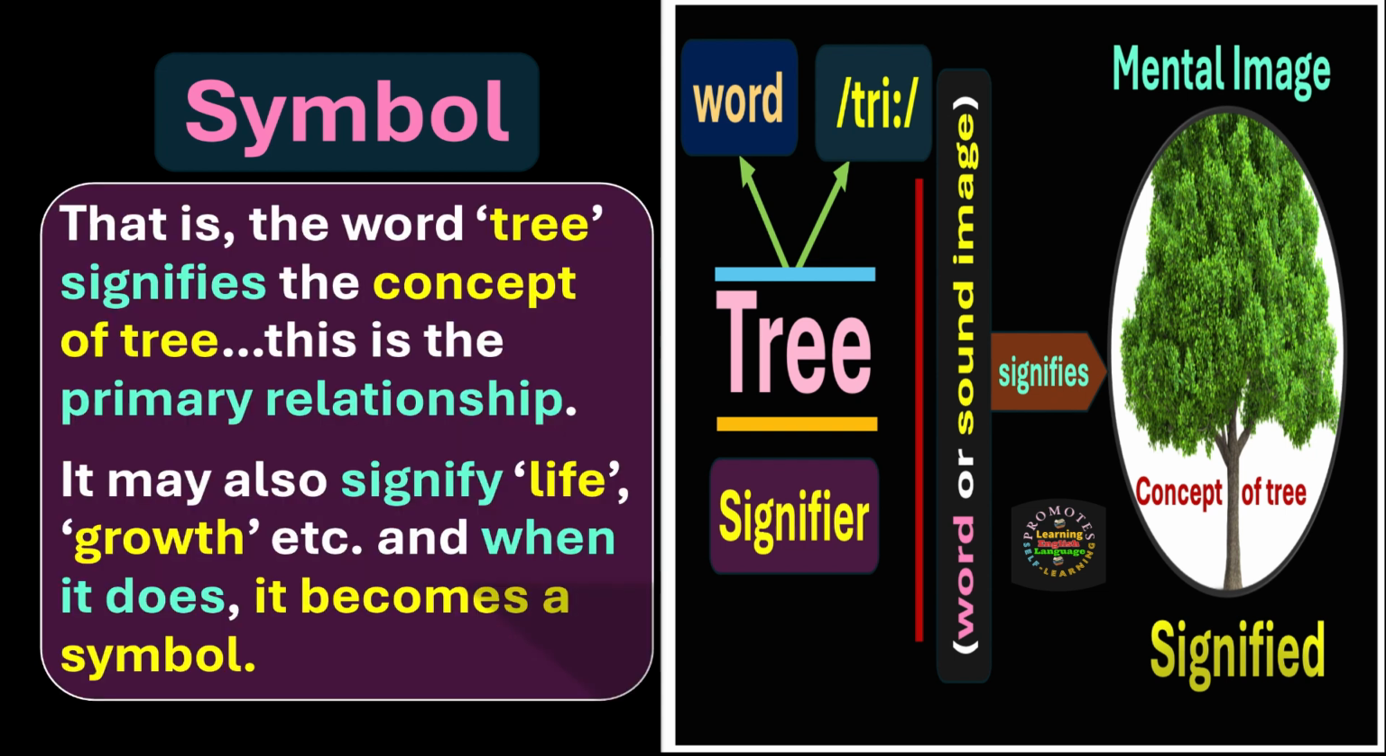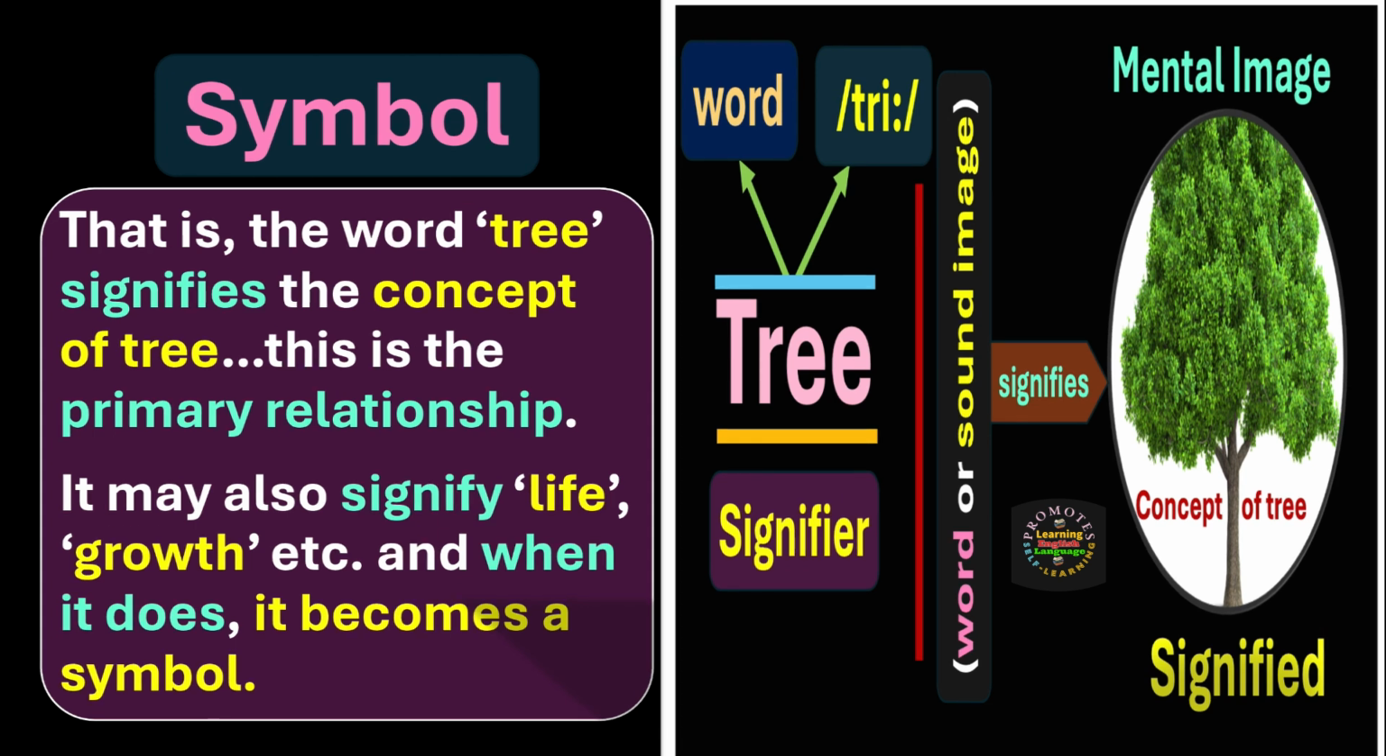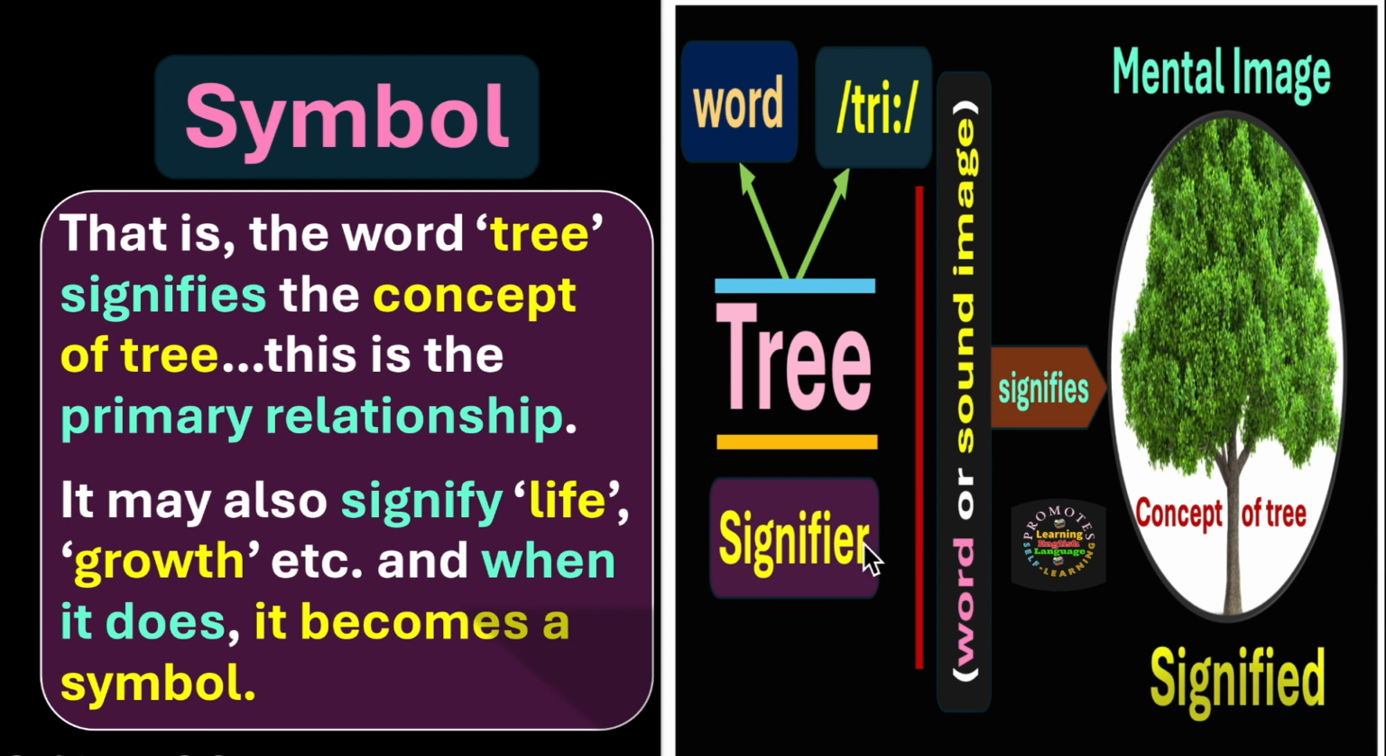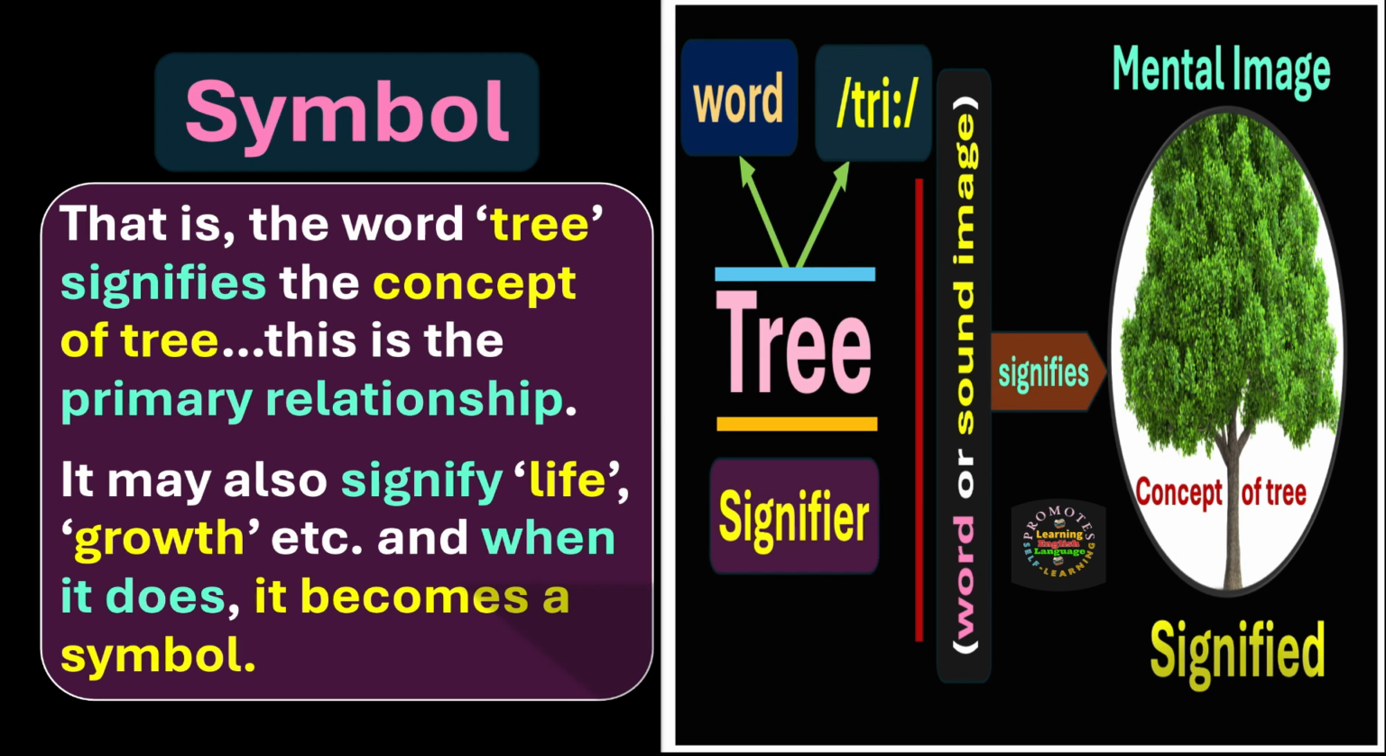For example, the word tree here signifies the concept of tree, and we can see the image of a tree in front of our eyes. This is the primary relationship between signifier and signified. But the word tree may also signify life. It may also signify growth. It may also signify development, depending upon the situation, the context, the idea, the interpretation. And when it does, it becomes a symbol.